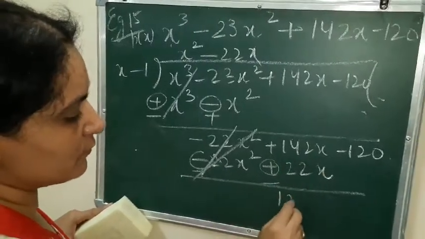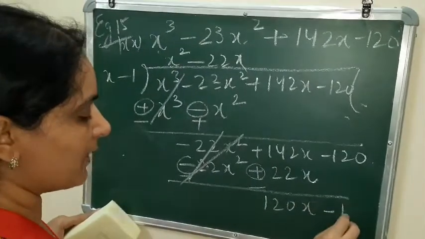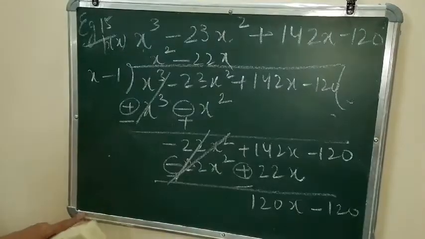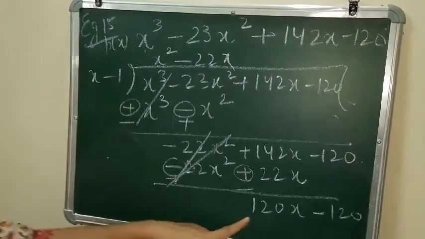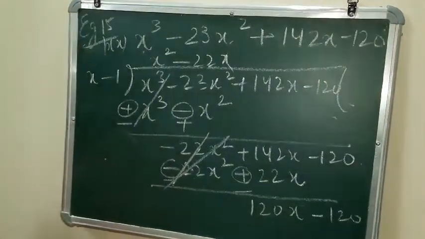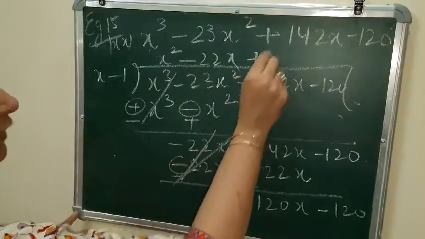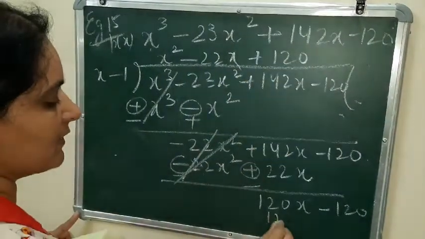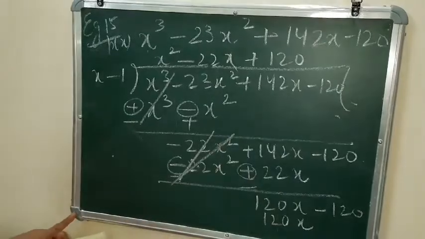142 minus 22, 120x, and minus 120 we will note down. Now with which term will you multiply this x so that you get 120x? Now x into 120 is 120x. So we'll just multiply it with 120.